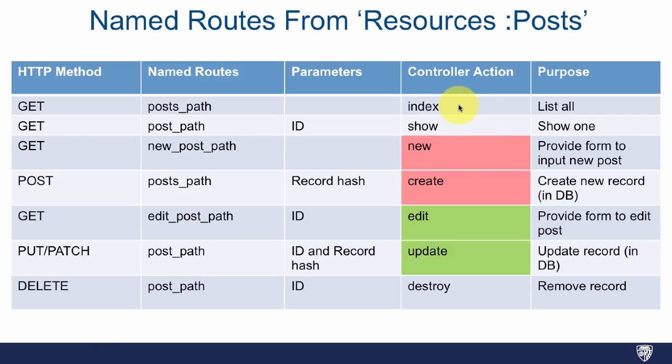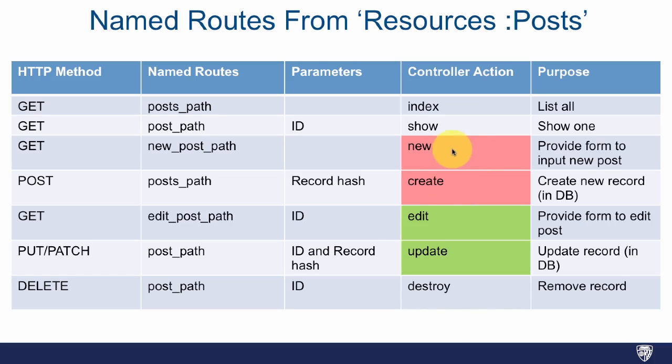Okay, so we have an index, we have a show action, which is for a specific one. So obviously the show action is going to have an ID of a specific car or post or person that you want to look at, and the path for that is post path, and the HTTP method is going to be the get method.